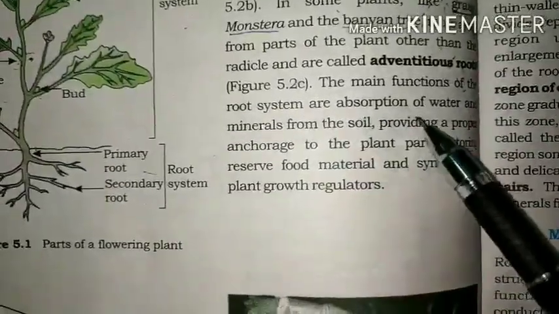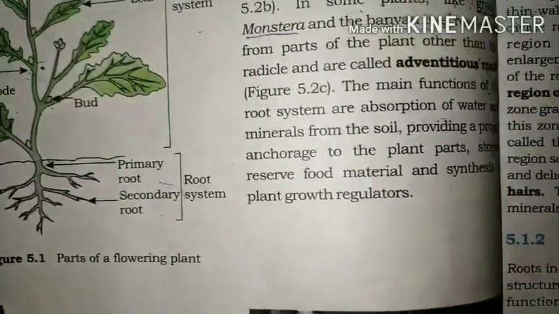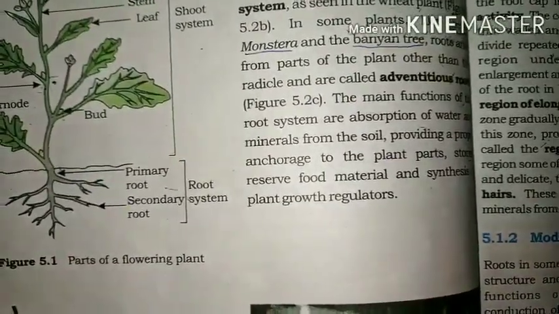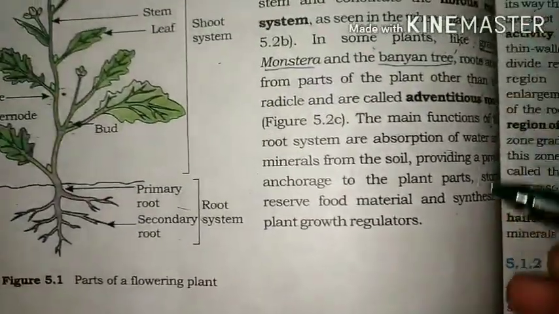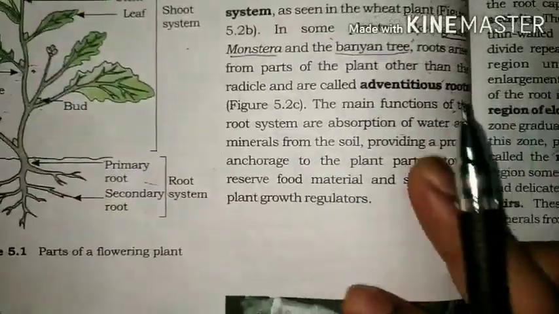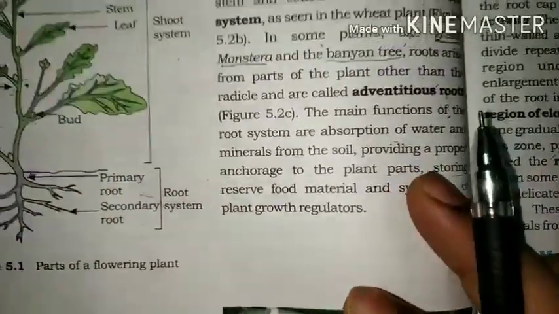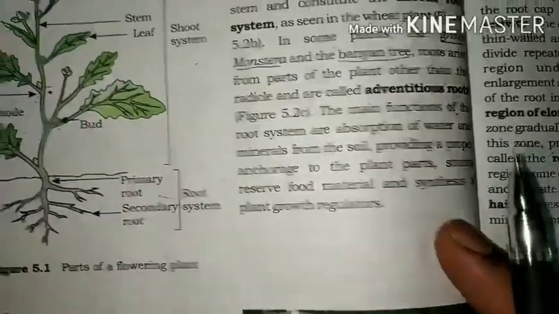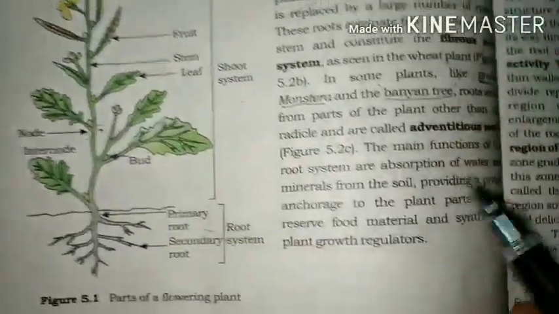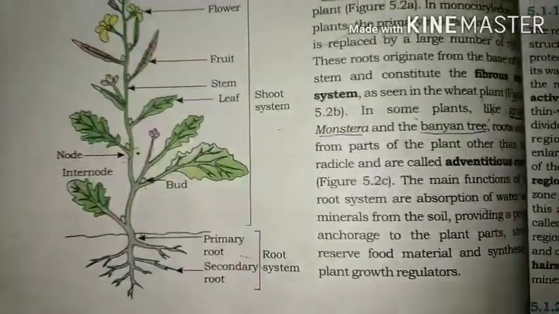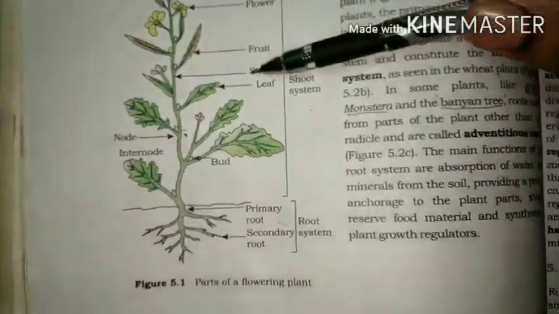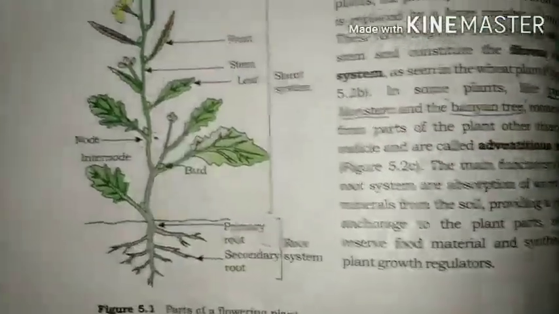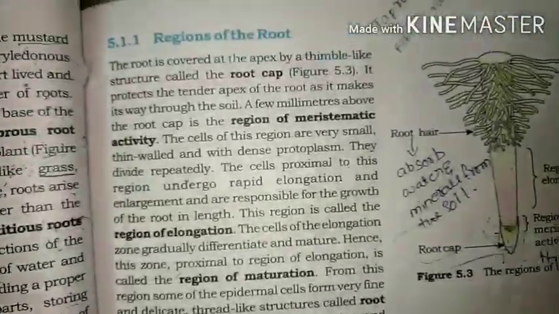The main function of the root system is absorption of water and minerals from the soil. This is very important for a plant. Also, proper anchorage to the plant parts, storing reserve food material and synthesis of plant growth regulators are main functions of the root. I have explained the types of roots and the parts of the flowering plant, which is the angiospermic plant. So let us move into the regions of the root.